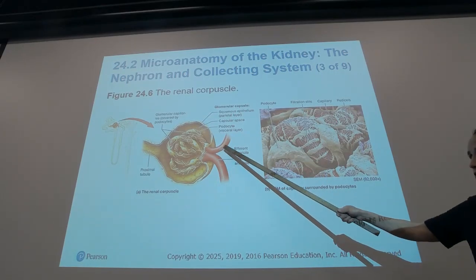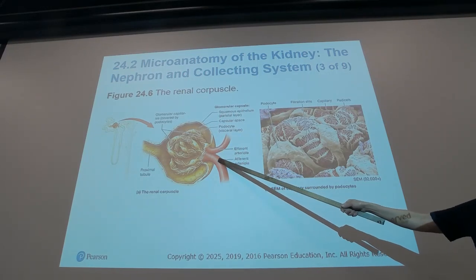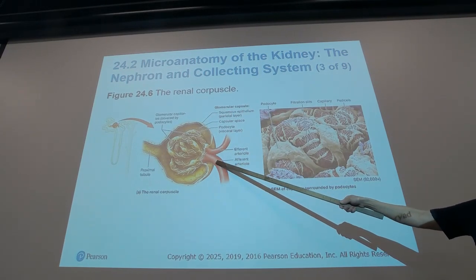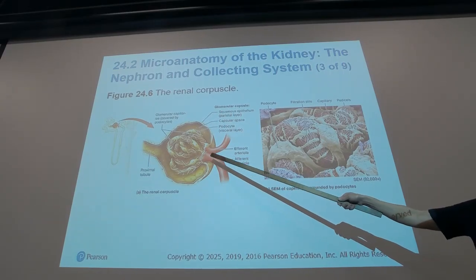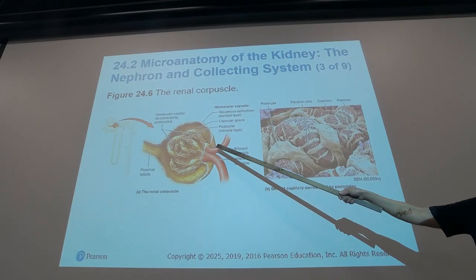Okay, so just keep in mind these two diameters for the arterioles. This is smaller, this is bigger. So more blood comes in than whatever comes out. So that creates pressure.